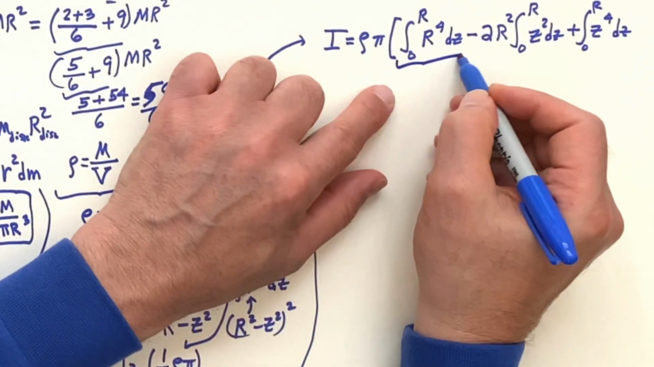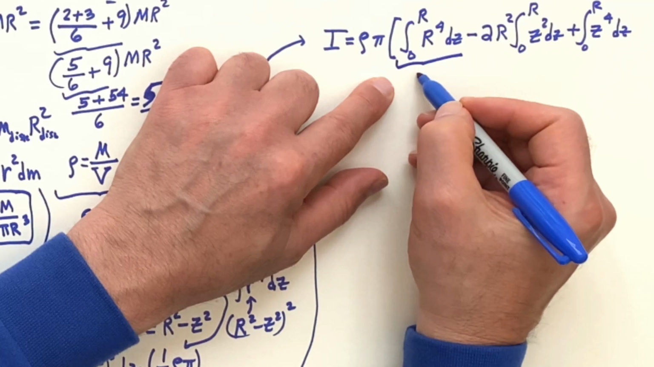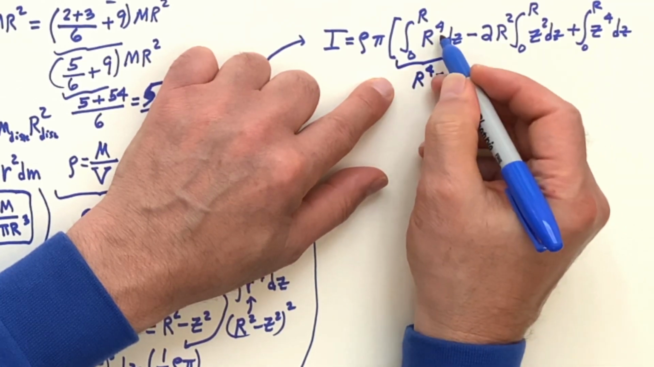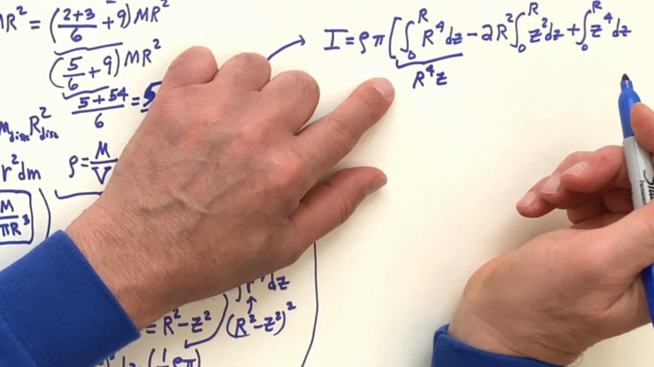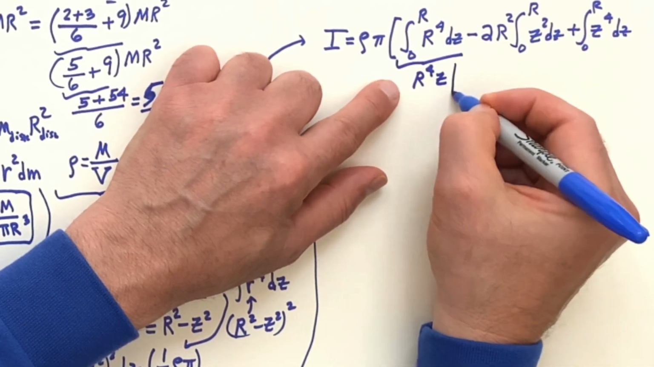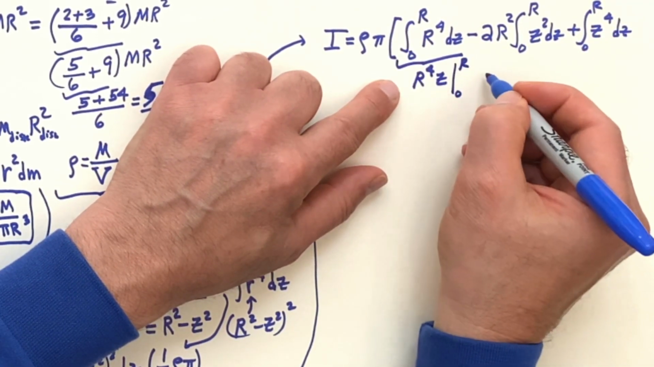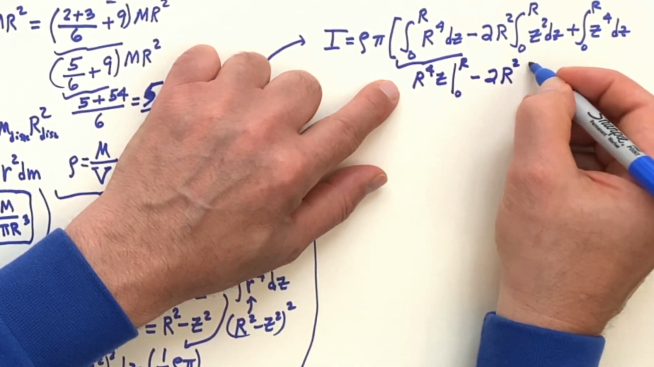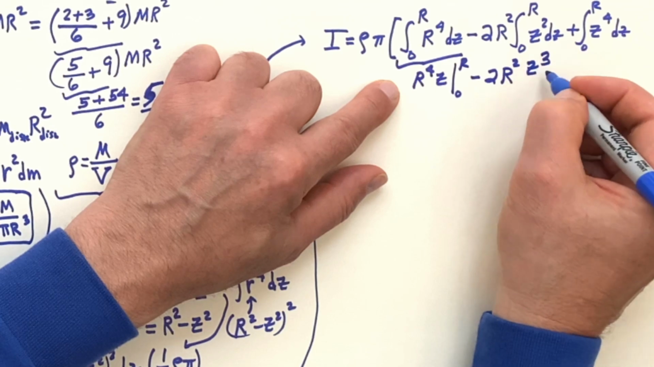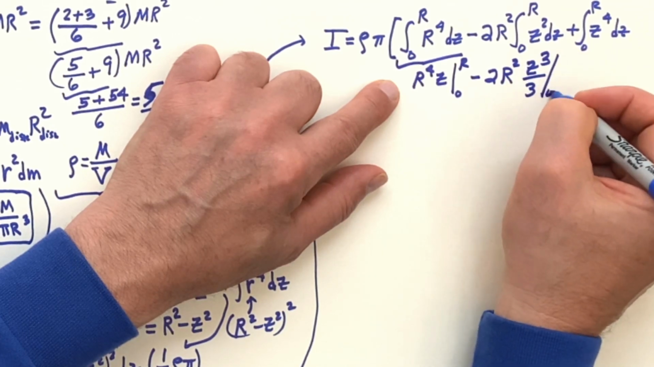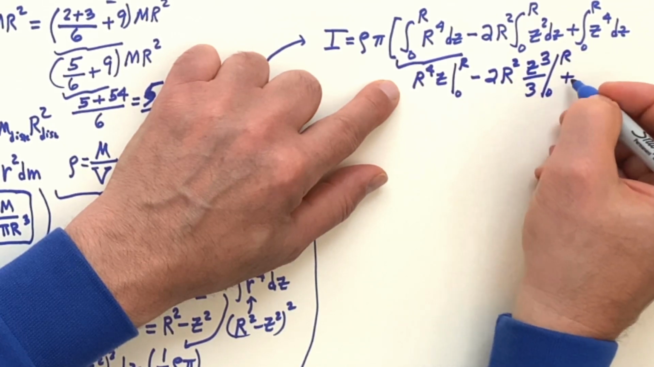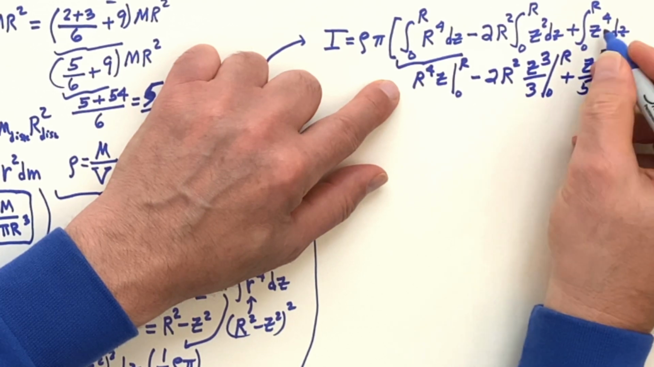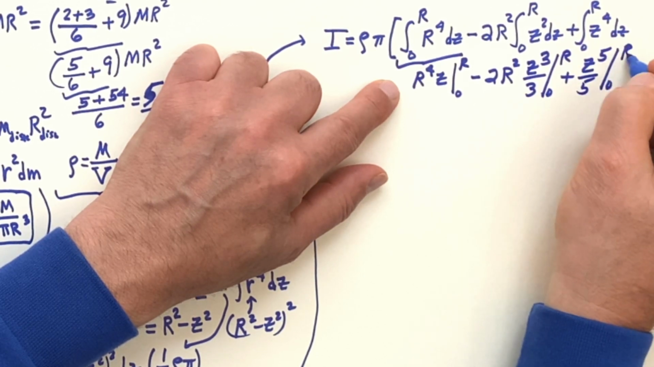Now this first one is going to be R to the 4th z. You can pull the R to the 4th out, you're just integrating 1. So if you integrate 1, you get z. That goes from 0 to R. Here, minus 2R squared. This will be z cubed over 3 from 0 to R. And this will be z to the 5th over 5 from 0 to R.